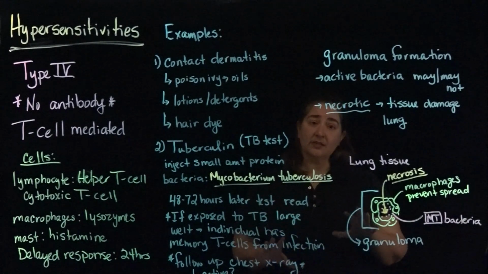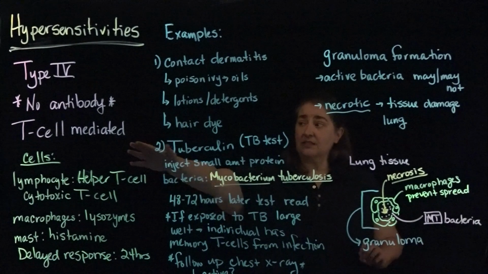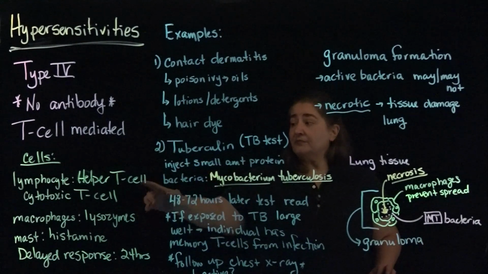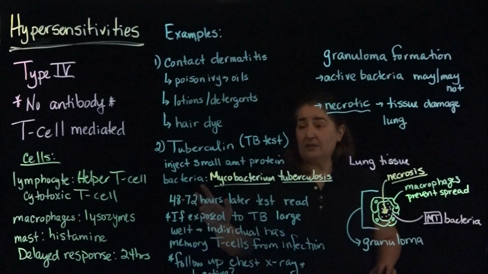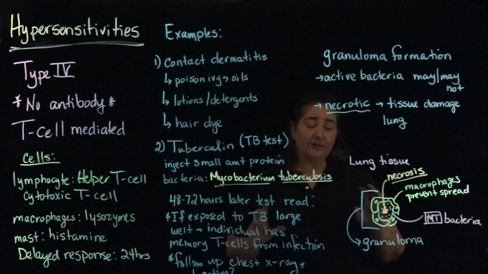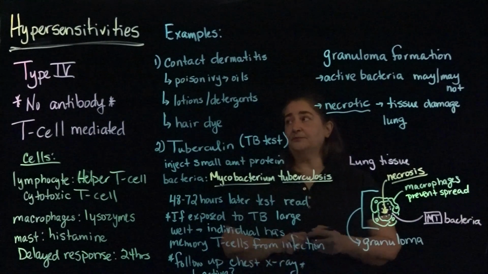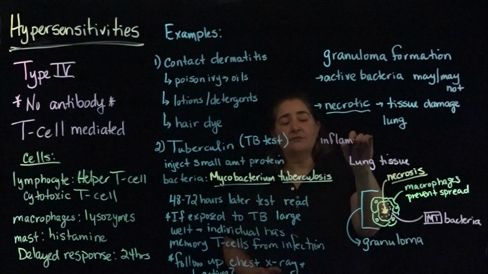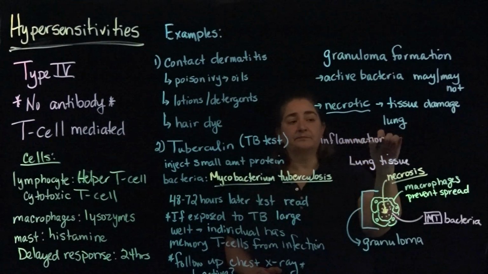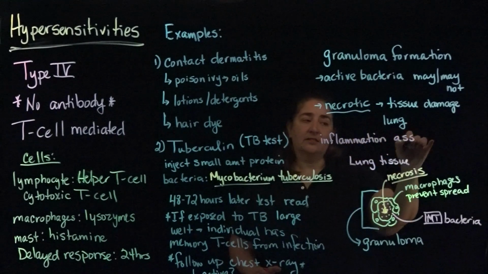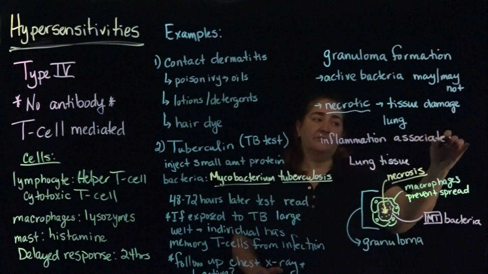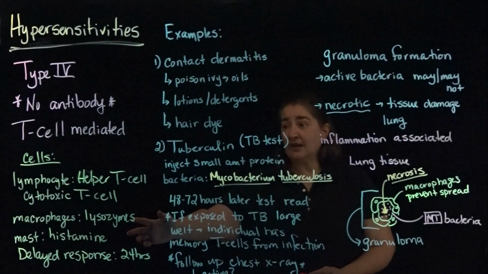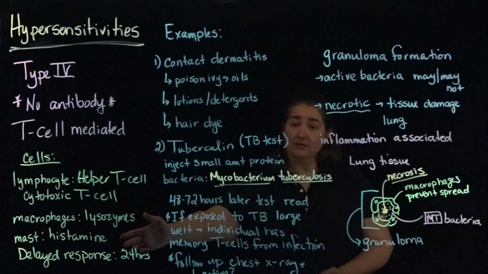But what I want you to take away from the type 4 hypersensitivity, it's T-cell mediated, okay? It's not mediated by antibodies, okay? There is, in the case of type 4 hypersensitivities, also inflammation that is associated with the process, okay? And that inflammation is either a result of the macrophages or the mast cells, okay?